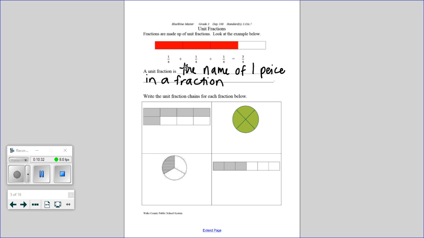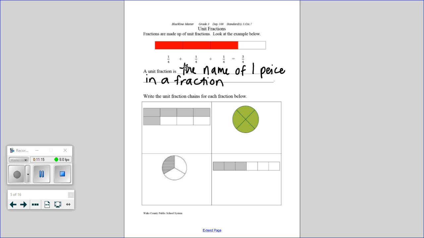What's the name of my second box? How many am I using? 1. My denominator is how many pieces in the whole. So what's my denominator, Kaylee? 4. Hey, his name's 1/4 too. All right, let's look at the third guy. How many pieces am I using, Sabrina? 1. And my denominator is going to be what, Gabriella? 4.